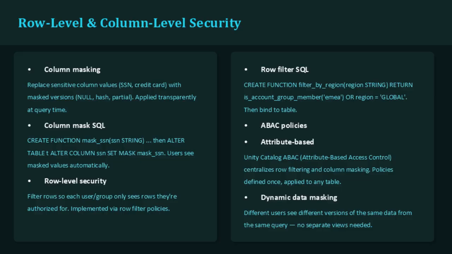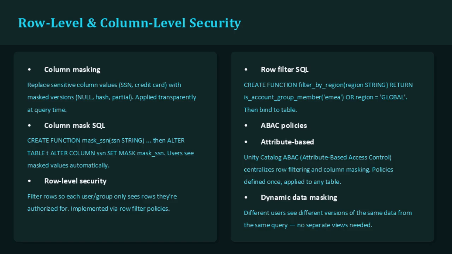Row level security filters rows, so each user or group only sees the rows they are authorized to see, implemented through row filter policies. The SQL pattern looks like what you see on the screen. Both of these are part of Unity Catalog's ABAC, attribute-based access control approach. Policies are defined once and applied to any table, which centralizes row filtering and column masking instead of scattering logic across views.